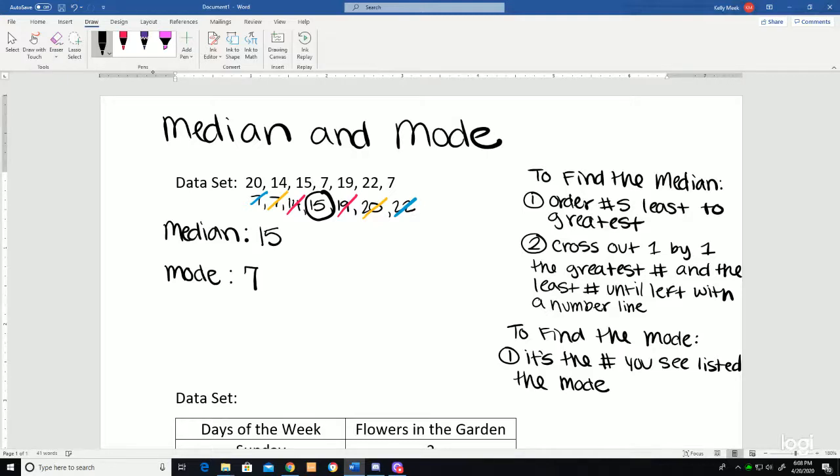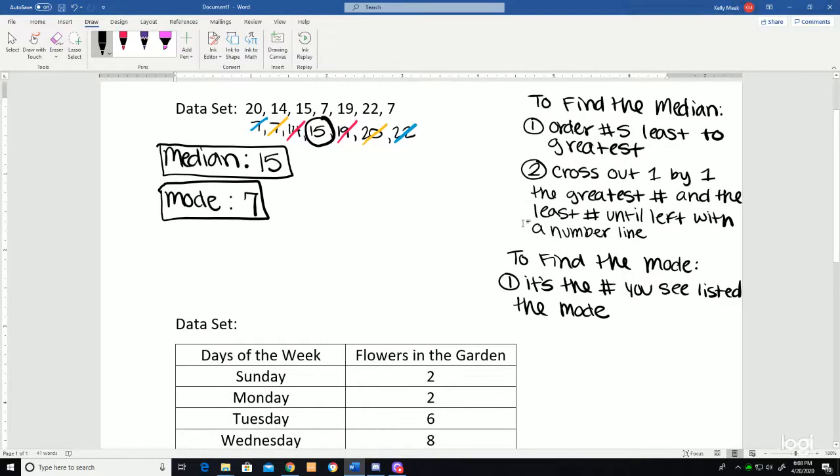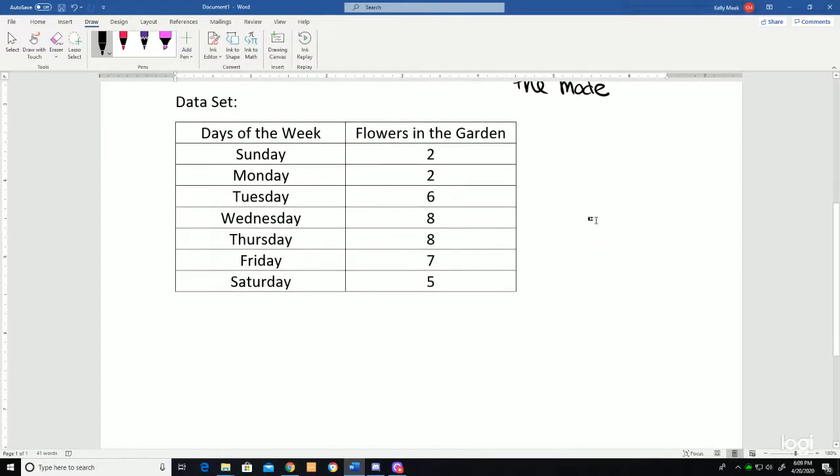But for this first example, the median is 15. That is the number directly in the middle of this list. And the mode is 7. That is the number that we see the most often in this list. Okay, we see it twice. So let's go ahead and take a look at some more examples. Here is my next data set. We can have them in a table. So this is days of the week and how many flowers were in the garden.